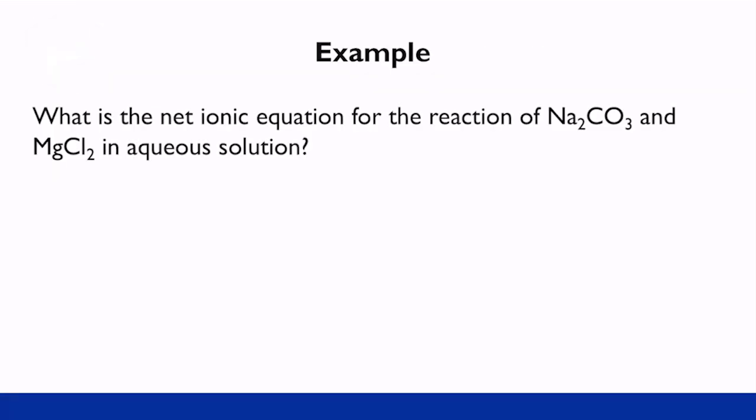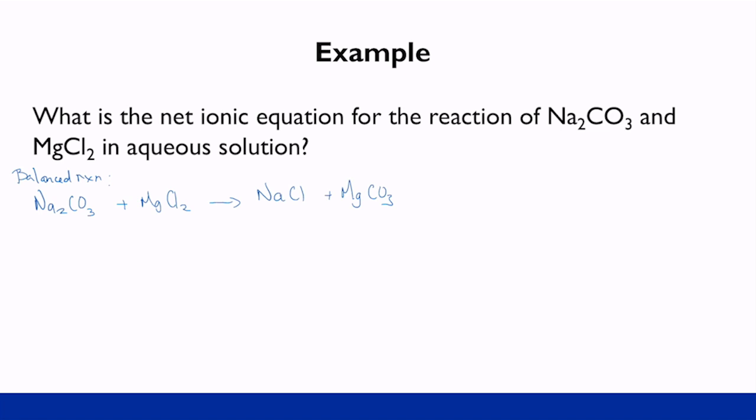Let's look at an example. What is the net ionic equation for the reaction of sodium carbonate and magnesium chloride? Let's first start by writing the balanced chemical reaction. Since we are reacting two ionic aqueous solutions, we know that the reaction will be a double displacement reaction. Na2CO3 plus MgCl2 goes to form, here we're swapping the ions, NaCl plus MgCO3.